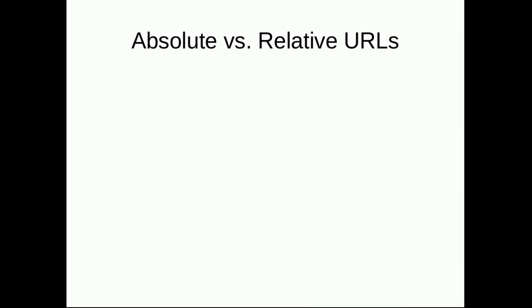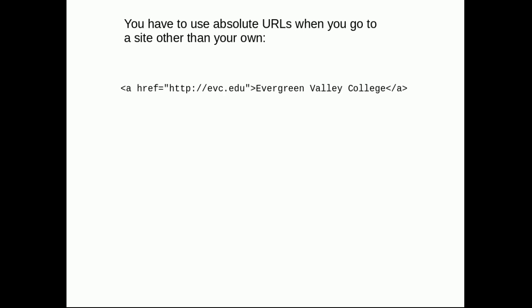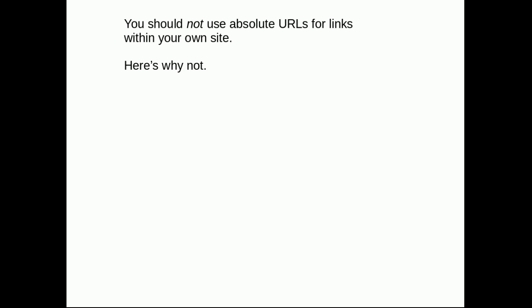In this video, we're going to discuss when to use absolute versus relative URLs. You have to use absolute URLs when you go to a site other than your own. In this example, the words Evergreen Valley College link to some other site, http://evc.edu. However, when you're doing links within your own site, you should not use absolute URLs. And here's why you shouldn't.